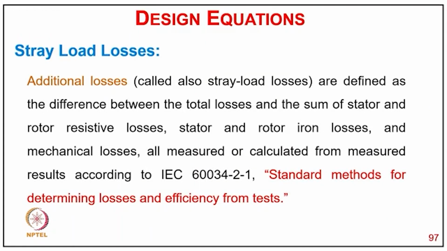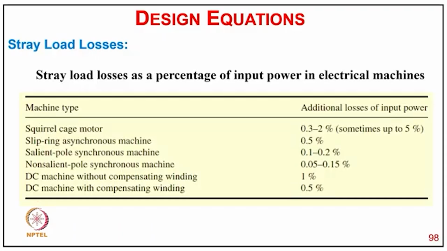Now, coming to stray load losses, the additional losses, also called stray load losses, are defined as the difference between the total losses and the sum of stator and rotor resistive losses, iron losses, and the mechanical losses, all measured or calculated from the results according to IEC 60034-2-1 standard, the method for determining losses and efficiency from tests. So you can call it stray losses, which are not accounted for as a percentage of input power. It is just calculated for different squirrel cage machines. It is of the order of 0.3 to 2%, sometimes up to 5% of input power, and for other machines values are also given.